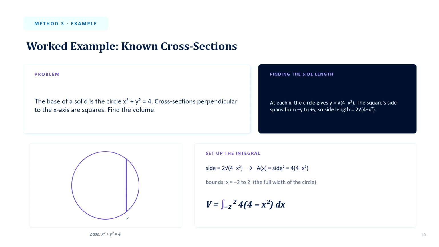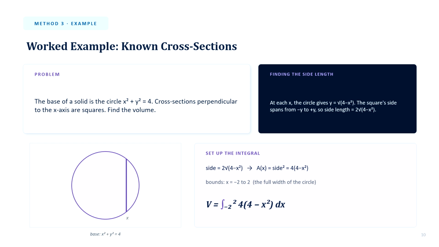Our final example has no revolution at all. Instead, the base of the solid is a circle of radius 2, and every slice perpendicular to the x-axis is a square. At a given x, the circle tells us y equals the square root of 4 minus x squared.